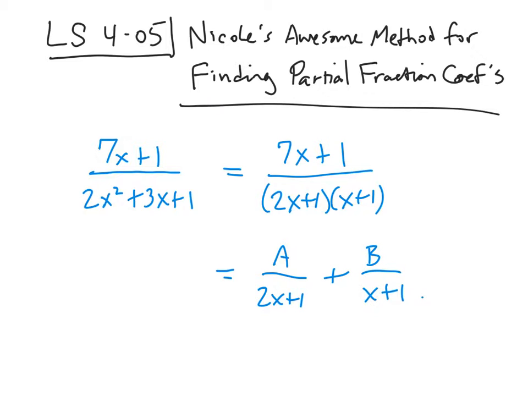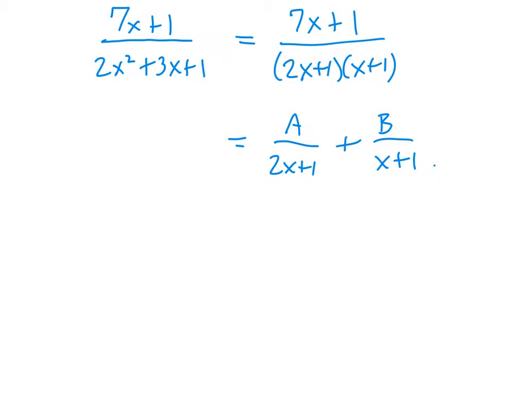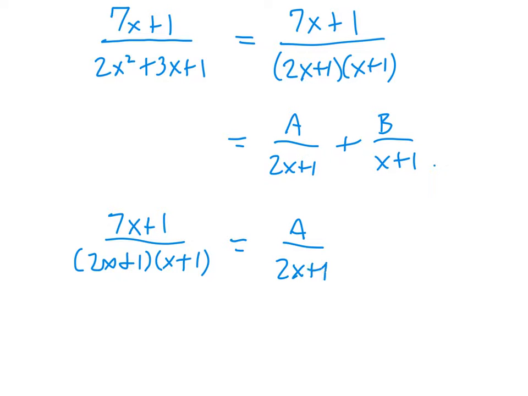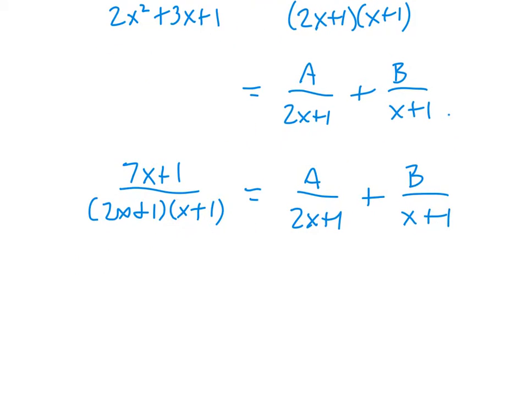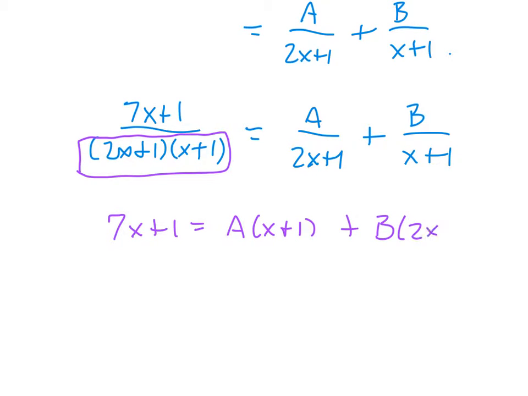Now, Nicole's method begins in the same way that the other method begins, which is by writing these two rational functions as equivalent: 7x plus 1 over 2x plus 1, x plus 1, is equivalent to, once we choose the right values of A and B, A over 2x plus 1 plus B over x plus 1. And then we multiply the entire identity through by this denominator. And that gives us 7x plus 1 equals A times x plus 1 plus B times 2x plus 1.